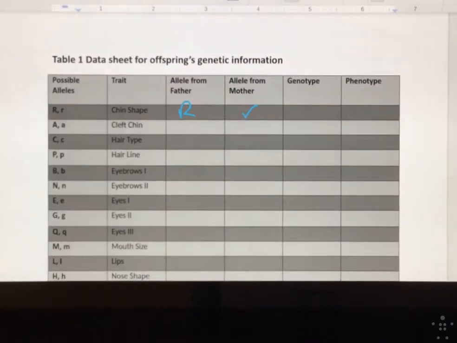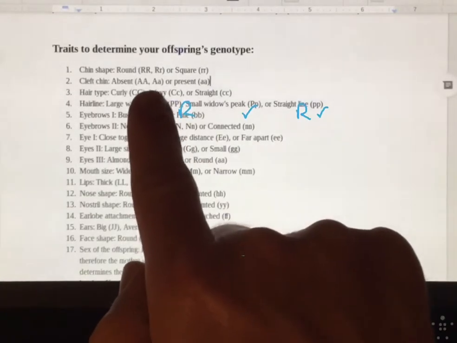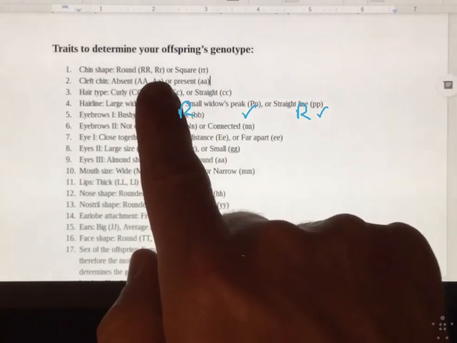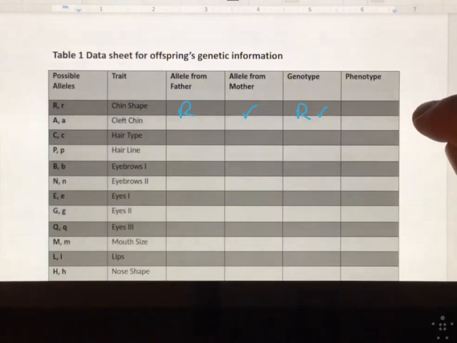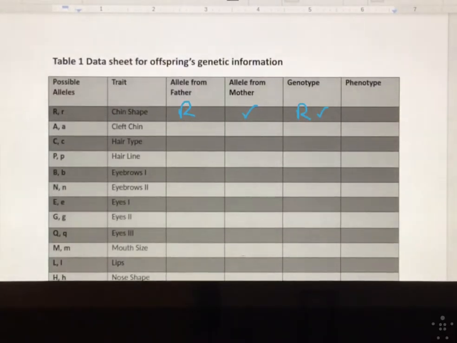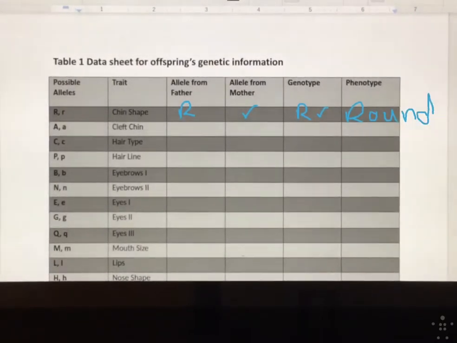So what is the genotype for this child? They are big R, little r, okay? The question is, what is the phenotype, right? So what we're gonna do is go back up to the top, and if they are big R, little r, it tells us that they have a round chin shape. So we'll write round on our thing over here. Okay, let's get this realigned up here. Perfect. So then we will write round. This is a wonderful spelling, I know. So you write round on the line.